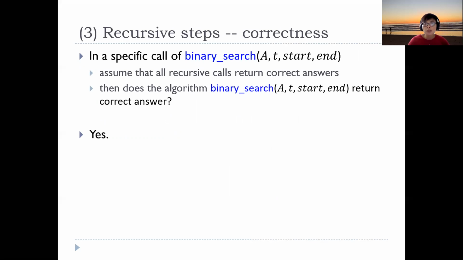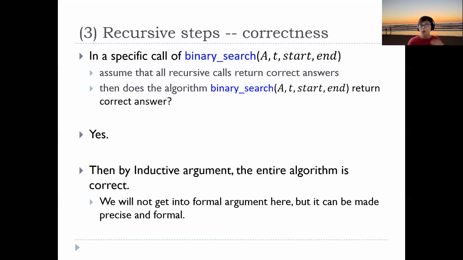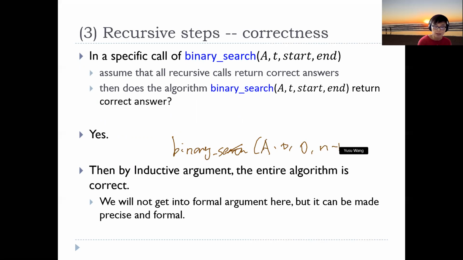Okay, and putting all of the 3 steps together, we say that the entire algorithm, when you call binary search A, T, 0, and -1, will give you the correct answer. Because the base case is correct, and that correctness through step 3 propagates up till the end. Okay, so that's what we have. All right, we're going to see more examples like this idea later again.